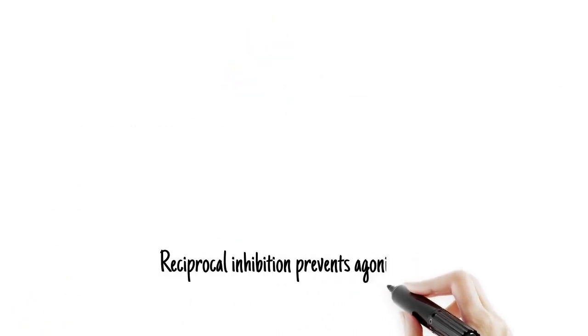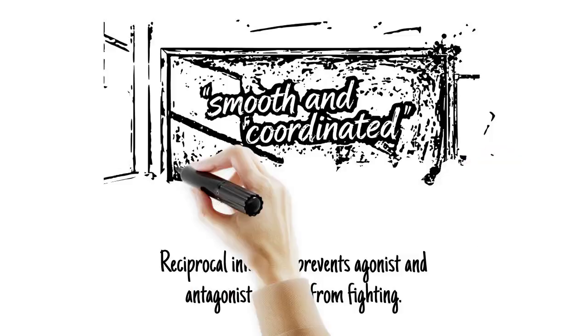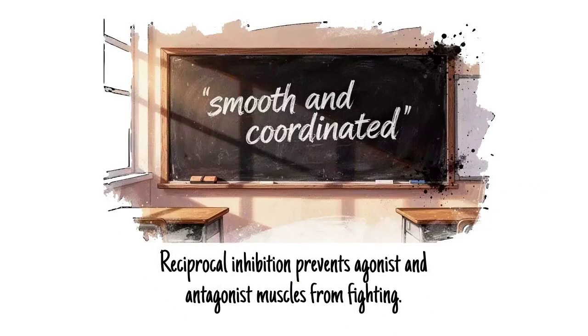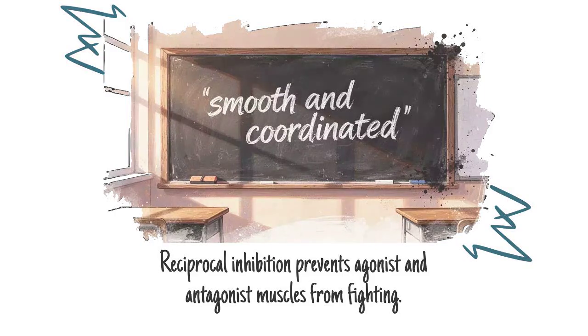Simultaneously, motor neurons of the opposing antagonist muscles are suppressed through reciprocal inhibition. Interneurons within the spinal cord inhibit those antagonist motor neurons while the agonist is being activated. This ensures the movement is smooth and coordinated rather than having two opposing muscle groups fighting each other.